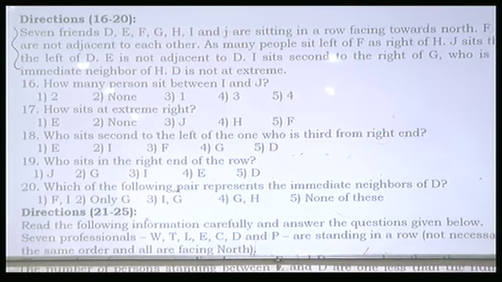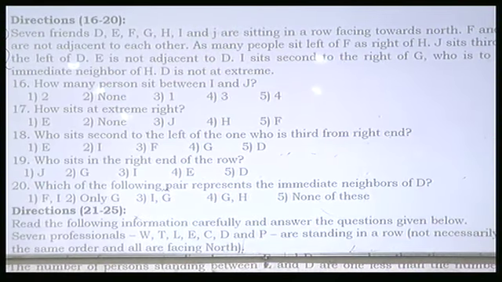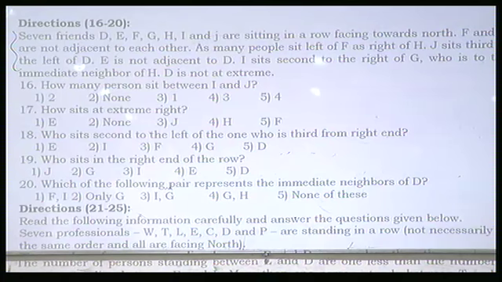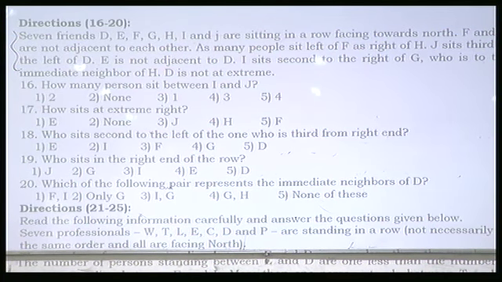7 friends D, E, F, G, H, I, J are sitting in a row facing north. F and H are not adjacent to each other, isn't it? Maybe this time there is every chance of the persons facing south as well.